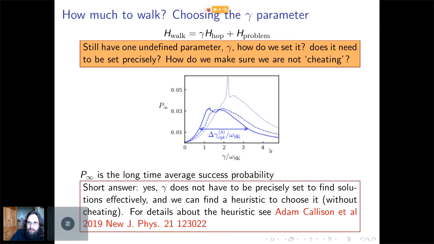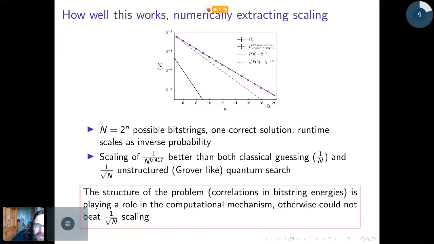And this is important because if you were thinking of this as a real algorithm, if it could solve the problem very well, but you had to choose a parameter very carefully that was very difficult to choose, it would actually not be useful in practice. But that doesn't seem to be the case.